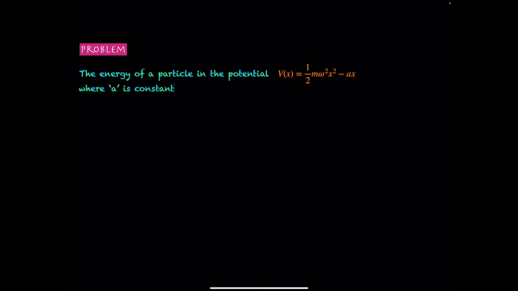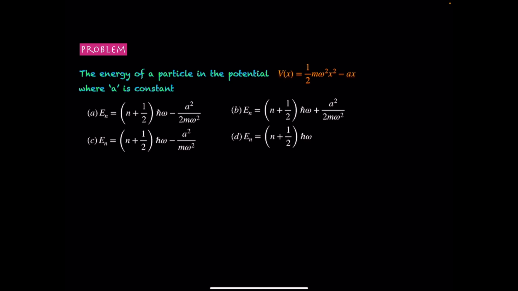Okay, so let us come to the problem. In this problem, you have to find the energy for a given particle with a given potential. The structure of the potential is given here as half m omega square x square minus ax, where this a is a constant term. The options are given here as it is. So now you have to find the energy.